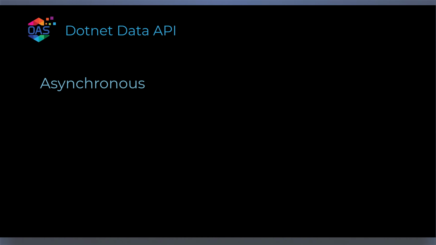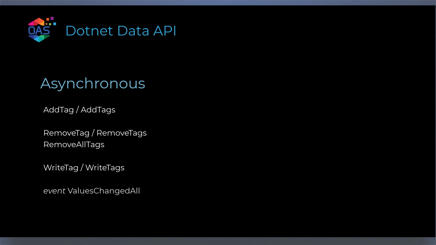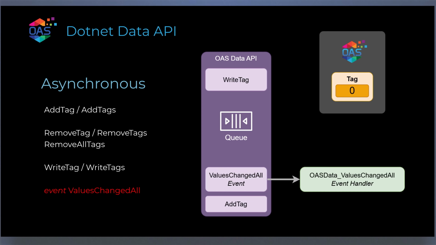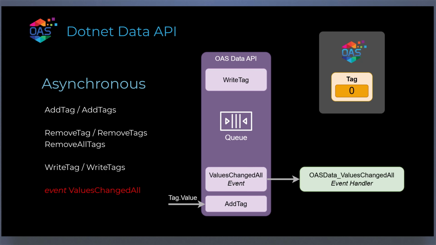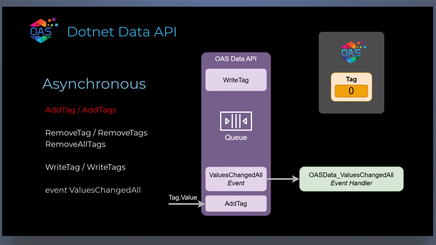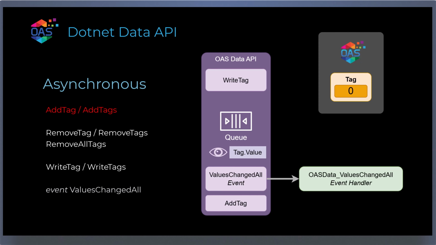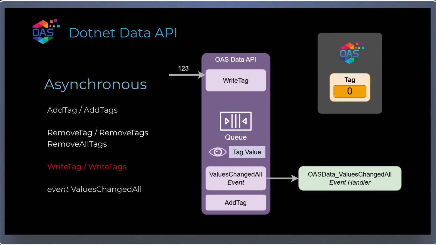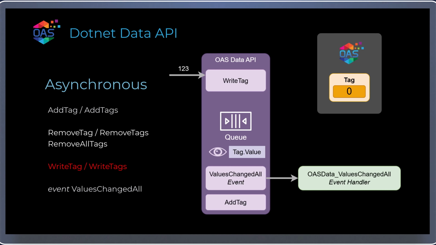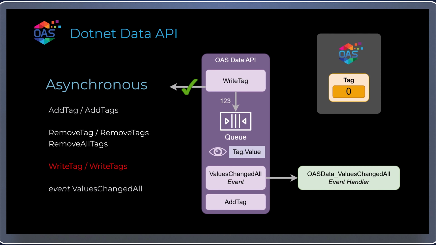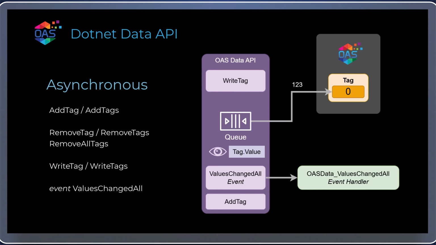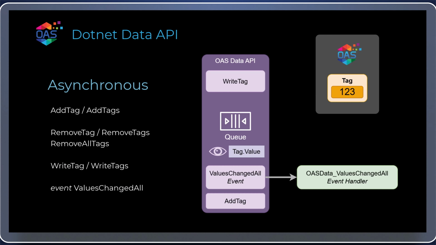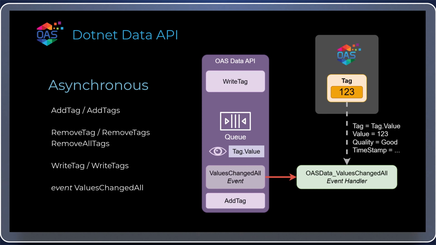Asynchronous operations, on the other hand, work differently. First, you will subscribe to the values changed all event using an event handler. You will then use the add tag or add tags method to add one or more tags that you want to monitor for tag value changes. When a value is written using the write tag method, the change is queued and the method returns immediately. The queue will then forward the write to the OAS engine, and your event handler will be called once the tag value has been written.